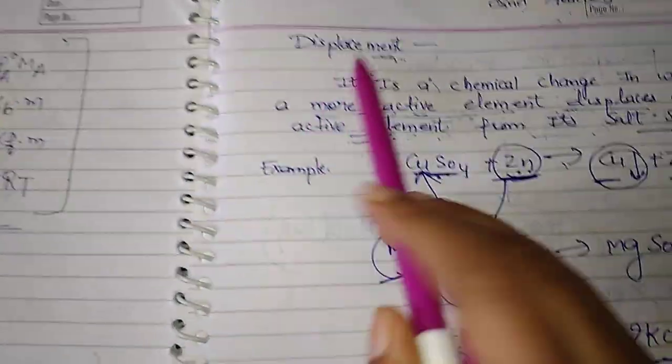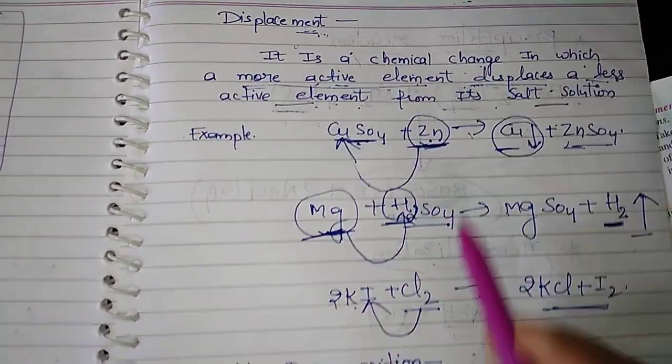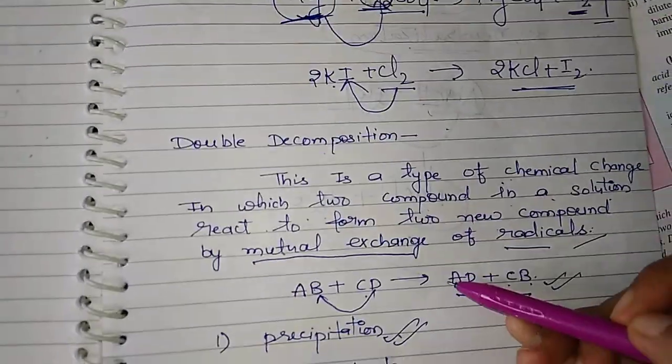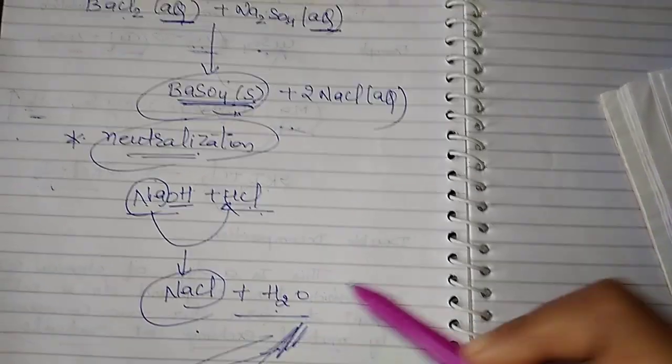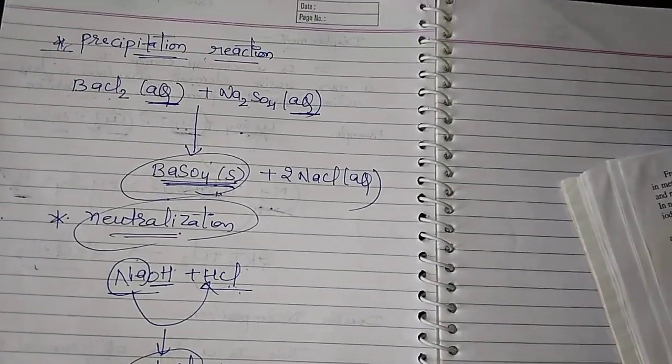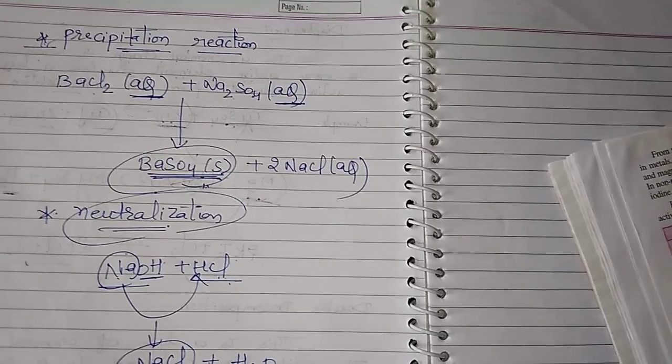So these are all categories of double decomposition. Here we discussed displacement and its example, double displacement and its example, and its two types, precipitation and neutralization. Up to this topic you have to read from your books also, and further we will discuss in the next video.